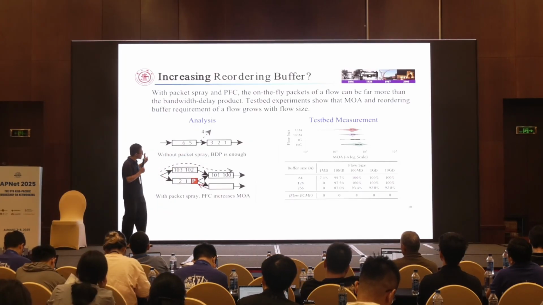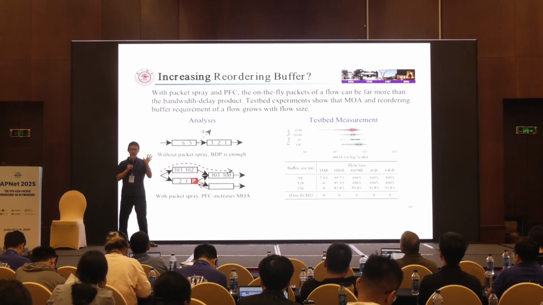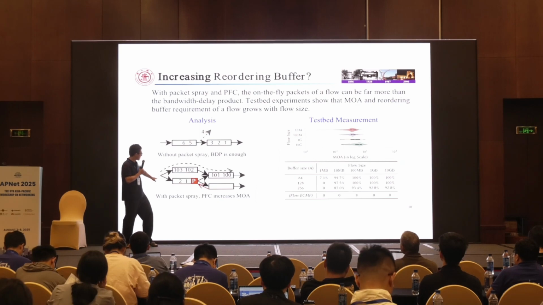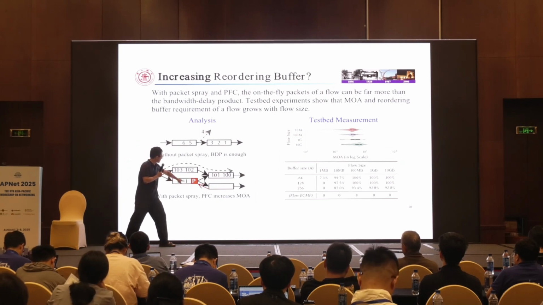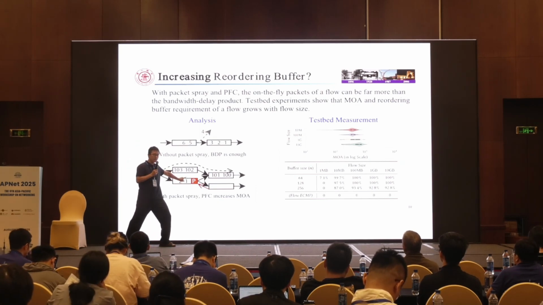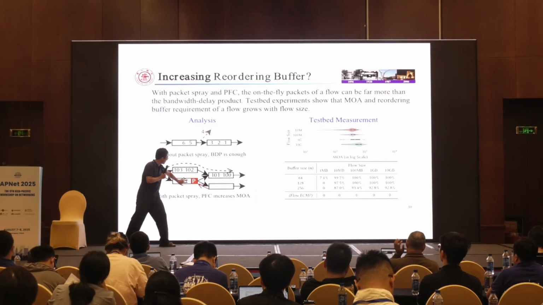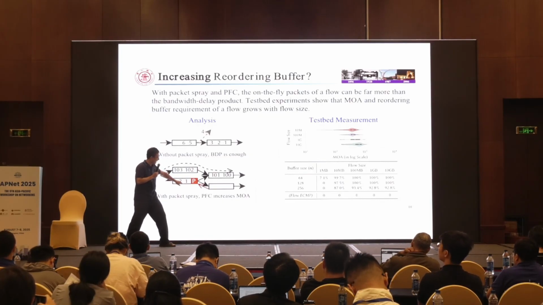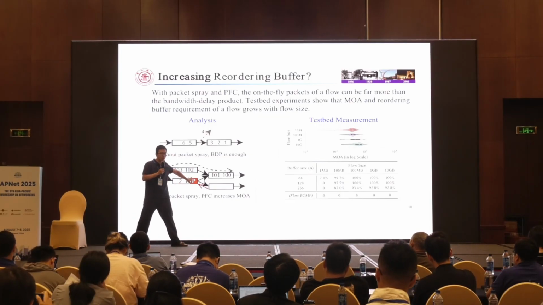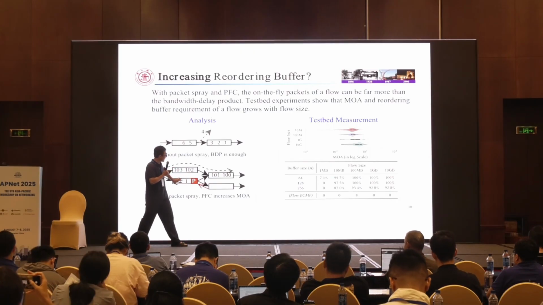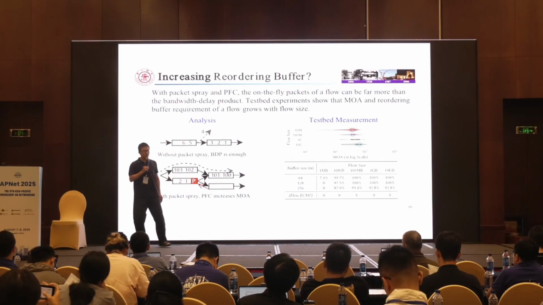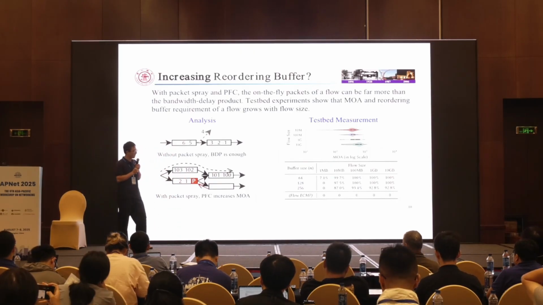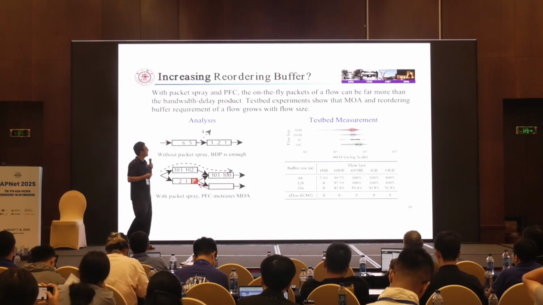But with packet spray and PFC pausing, for example here, suppose that the packet with index 1 is on this slow path, and this path got a PFC pause. Then the maximum out-of-order level would increase, would be pretty large.